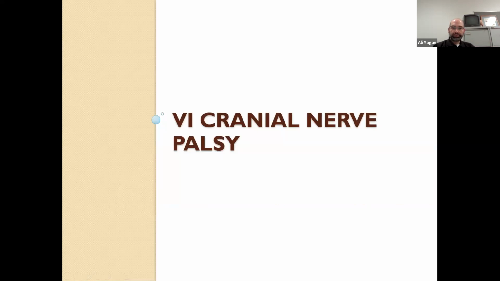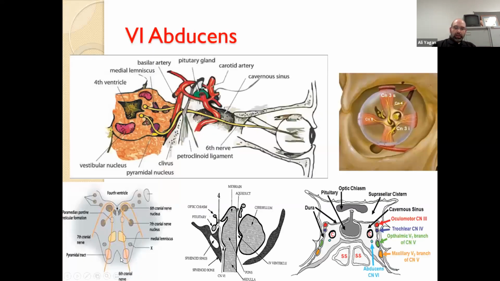Sixth nerve palsy. Looking at the pons, you remember we talked about the connections between different structures in the pons, and this is the nerve as it wraps around the nucleus of the third, of the sixth, and then from here it goes through different structures and exits from the pons. It has a long path, and that's why it's a very noisy kind of nerve.